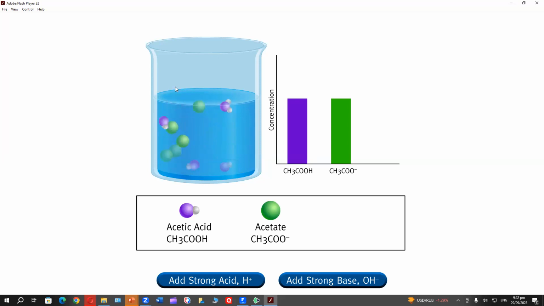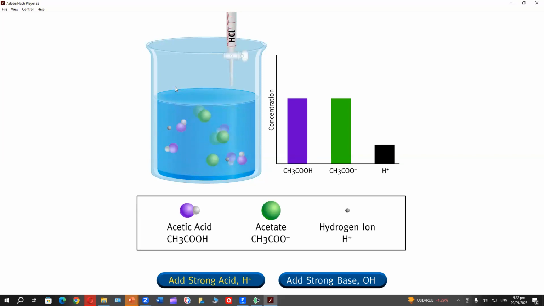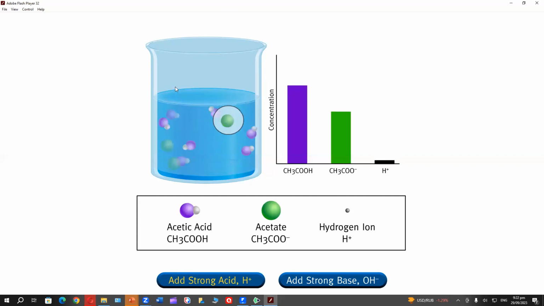Choose to add a strong acid or a strong base to the buffer by clicking one of the buttons. Only hydrogen ions, H+, from the hydrochloric acid are shown entering the solution. Chloride is not shown because it is a spectator ion. It does not participate in the reaction. The strong acid H+ reacts with the base component of the buffer, acetate, CH3COO-, producing the acid component of the buffer, acetic acid, CH3COOH. The buffer has resisted a change in pH by removing strong acid, H+, from the solution.